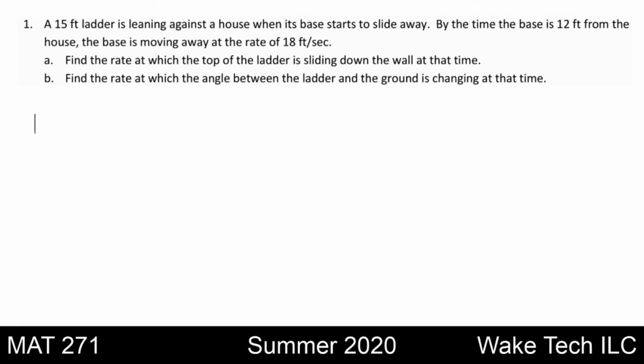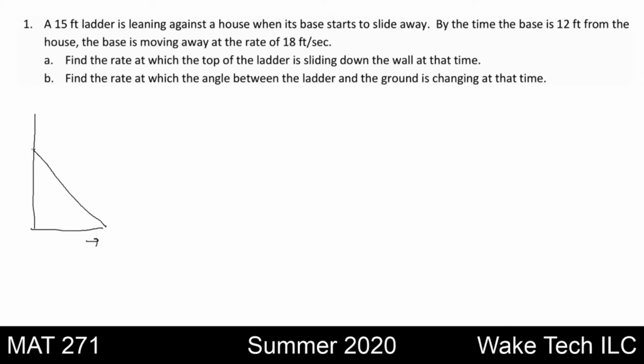So here, for instance, we have a house with a 15-foot ladder leaning against it. There's our ladder. The base of it is sliding away, however. So this distance right here, we have the ladder sliding away. By the time the base is 12 feet from the house, the base is moving away at a rate of 18 feet per second. So let's interpret all these things first.